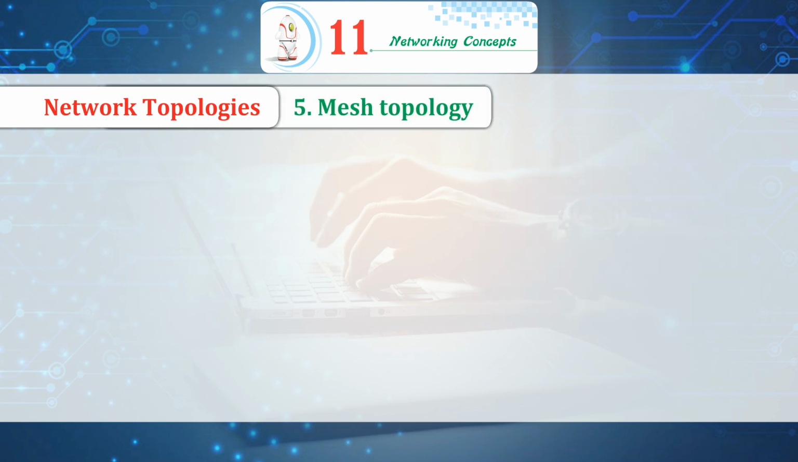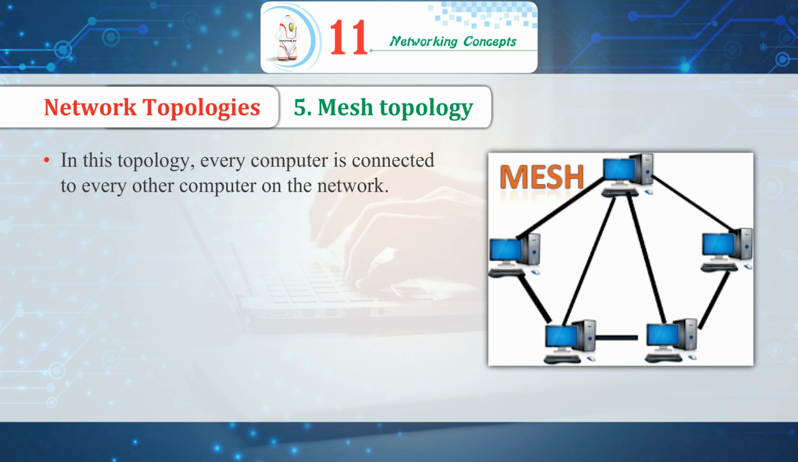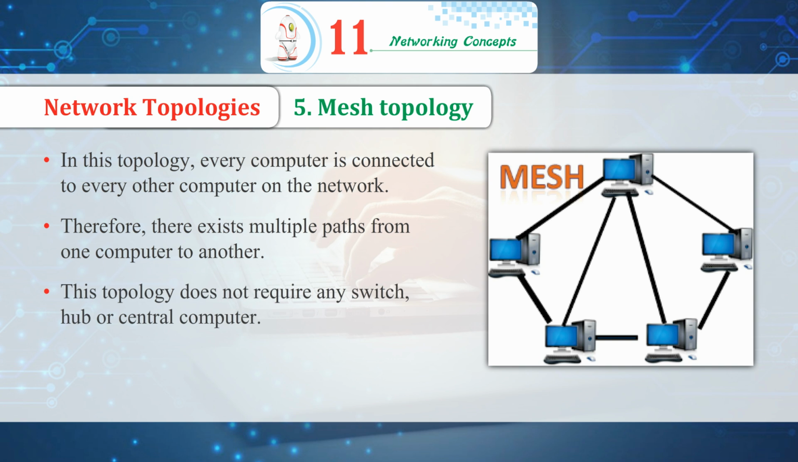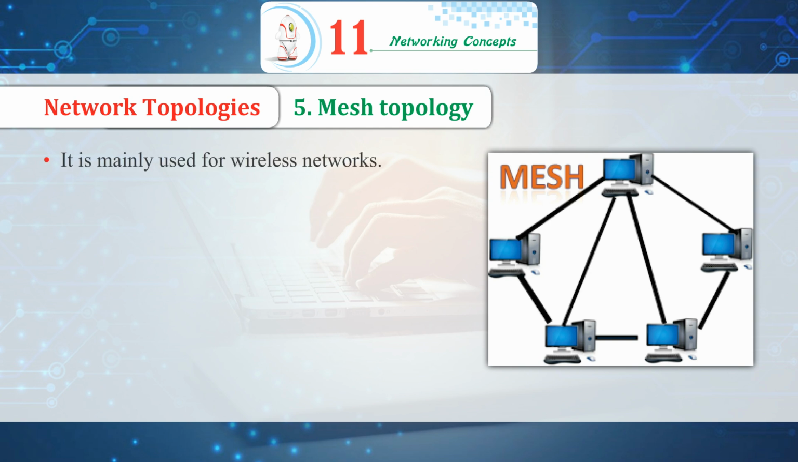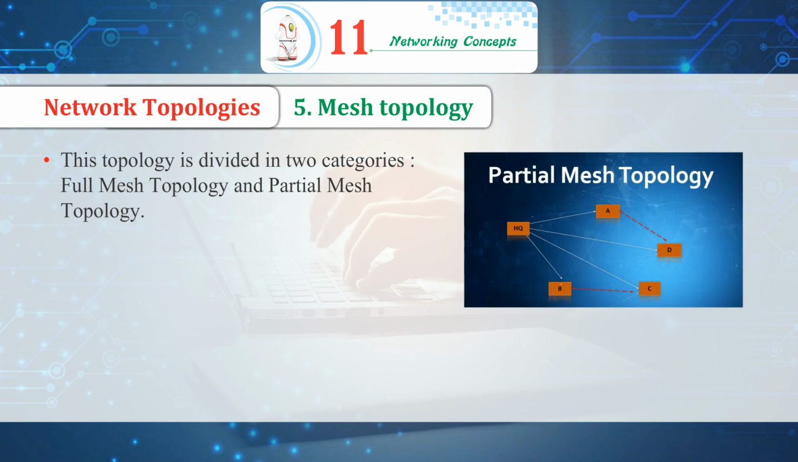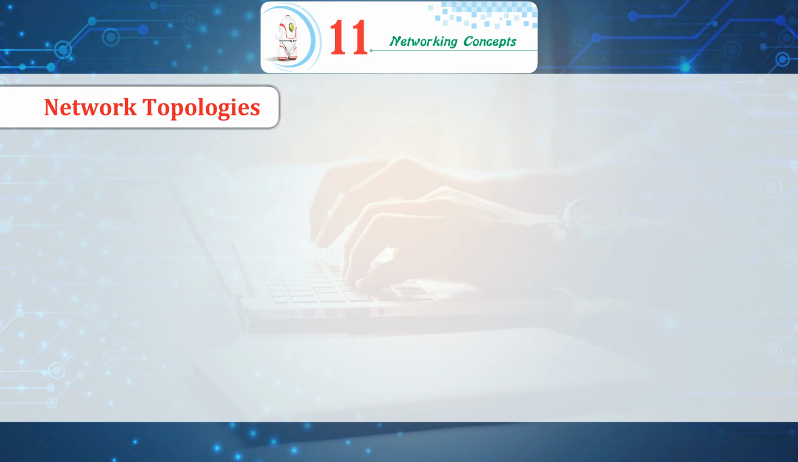5. Mesh topology. In this topology, every computer is connected to every other computer on the network. Therefore, there exist multiple paths from one computer to another. This topology does not require any switch, hub, or central computer. It is mainly used for wireless networks. The Internet is an example of mesh topology. This topology is divided into two categories, full mesh topology and partial mesh topology.